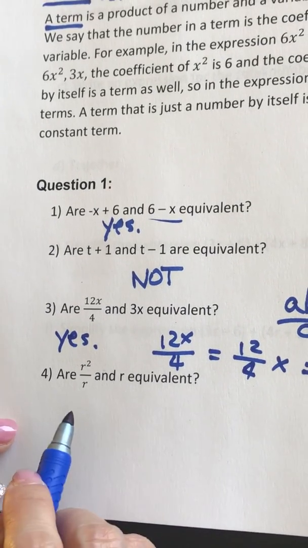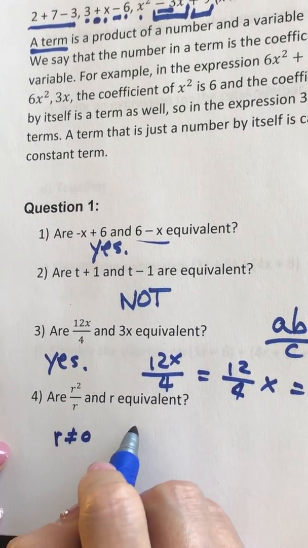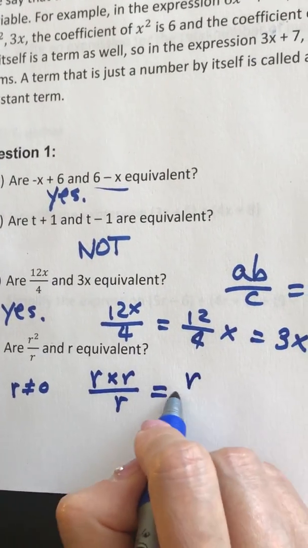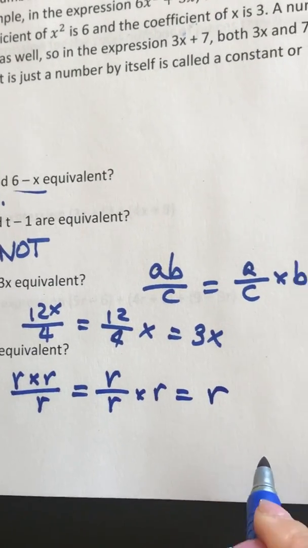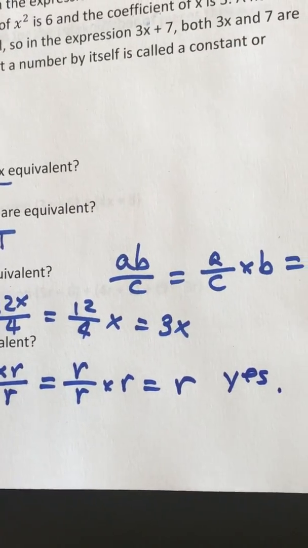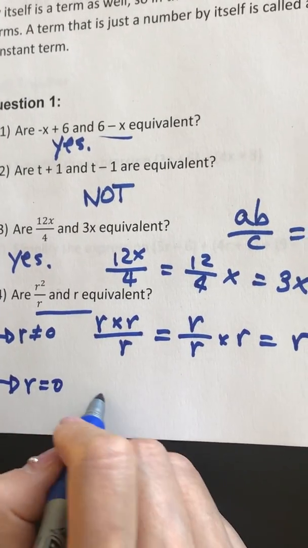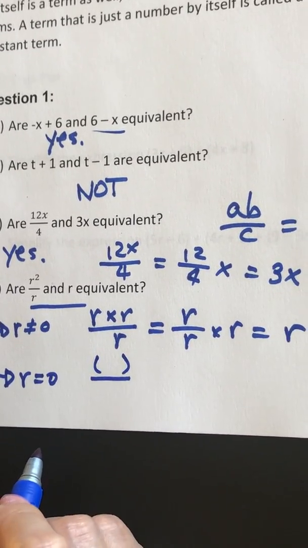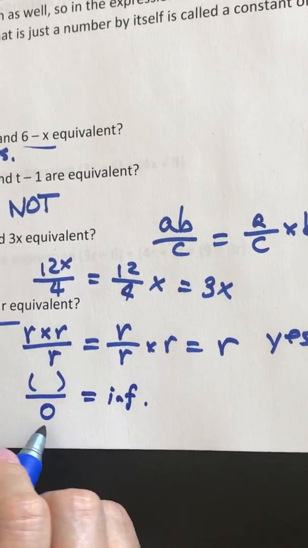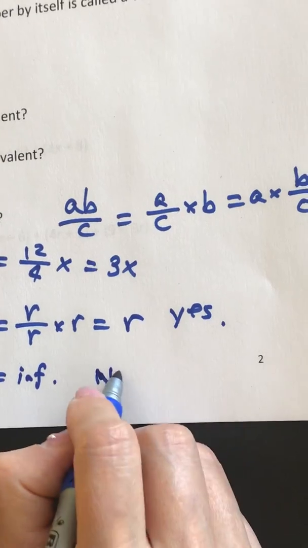Okay, here if we assume that r is not equal to 0, we can simplify r multiply r divided by r equals r divided by r multiply r, which is r. Therefore, when r is not 0, these two are equivalent. But when r equals 0, we know that if you have a fraction with anything in the numerator and 0 in the denominator, it equals infinity. Okay, this has no definition. So in this case, the answer is no.